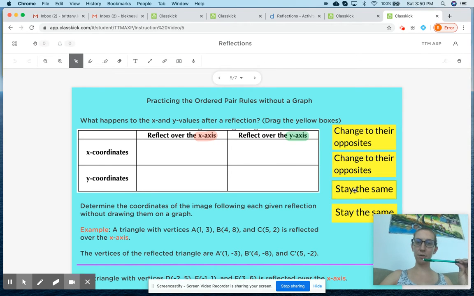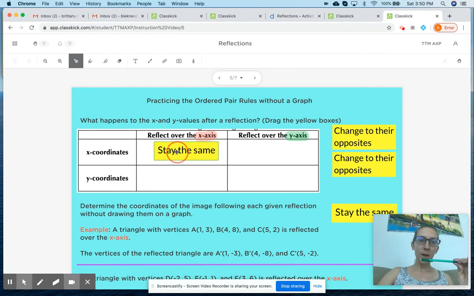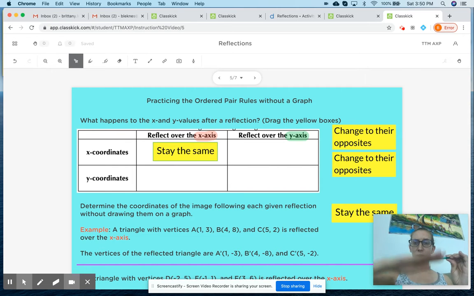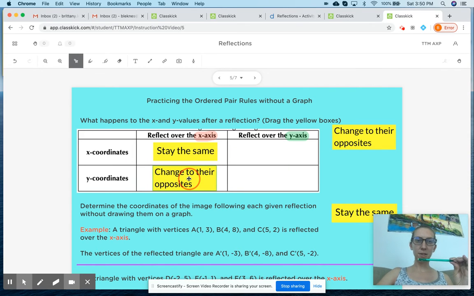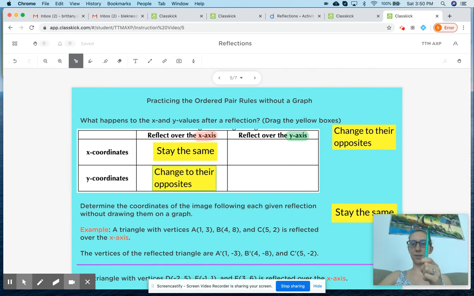So I'll drag that over, which means that my y coordinates are going to change from positive to negative, negative to positive. They change to their opposites. Now, doing the complete opposite thing, pencil is the y-axis. I literally do this every time.